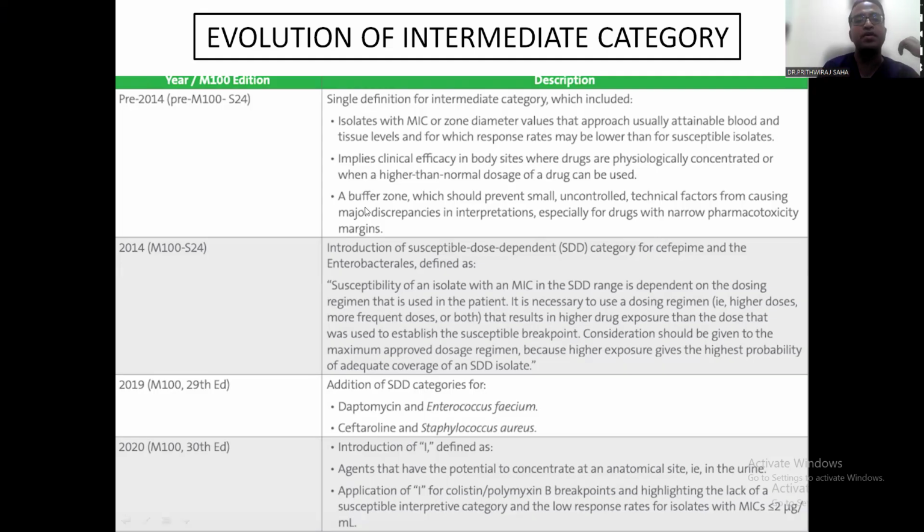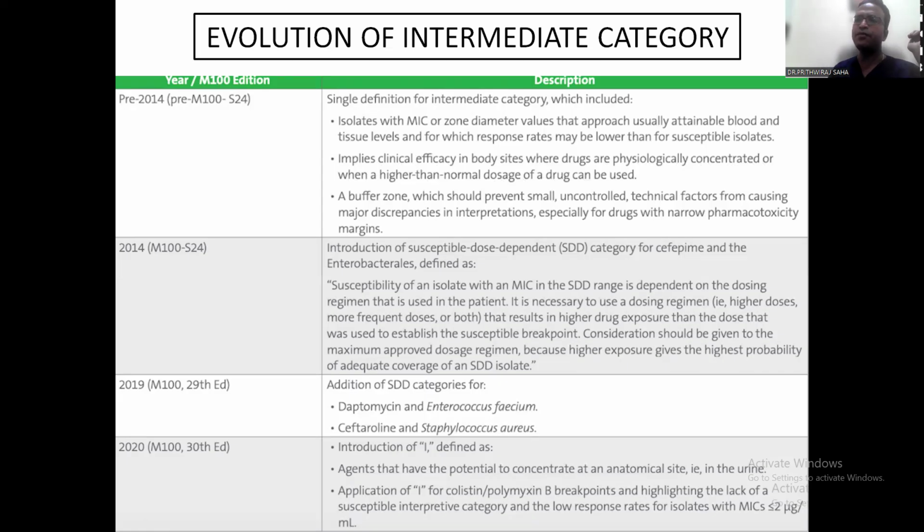So you see, when the term was introduced in 2014, the intermediate category definition given was an isolate with an MIC or a zone diameter that approaches usually attainable blood and tissue levels, for which the response rates are lower than for susceptible isolates. It is not like the susceptible isolate, but it implies clinical efficacy in body sites where the drug is physiologically concentrated, or when a higher than normal dose of the drug can be used.